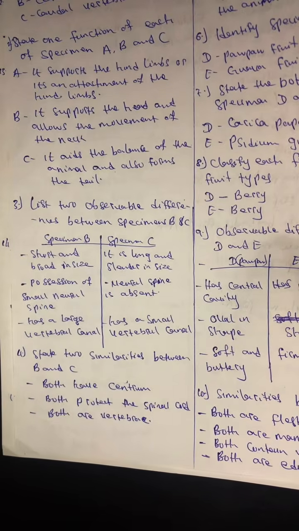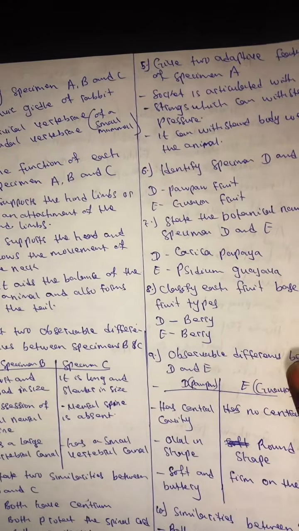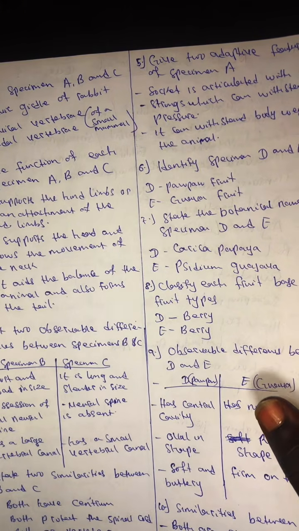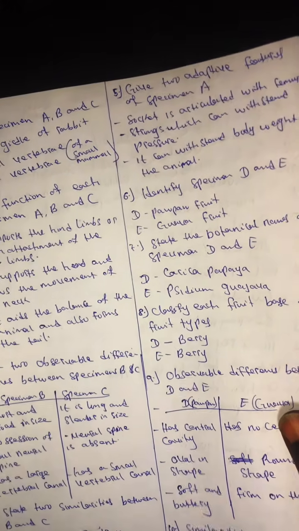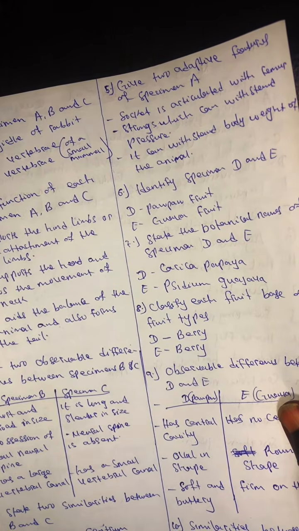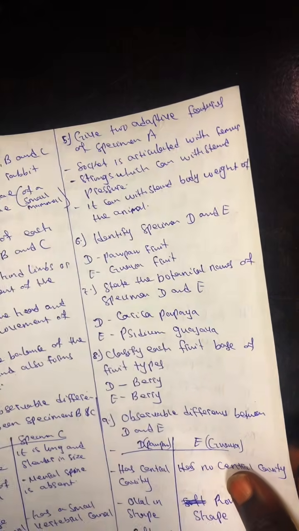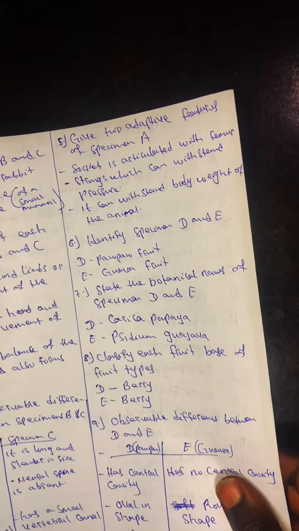While the third one is both are vertebrae. Yeah, both are vertebrae. Now the next one, I move to number 5. Number 5 says give two adaptive features of specimen A. What are the adaptive features of specimen A? Hope you can see that, please. Adaptive features of specimen A.